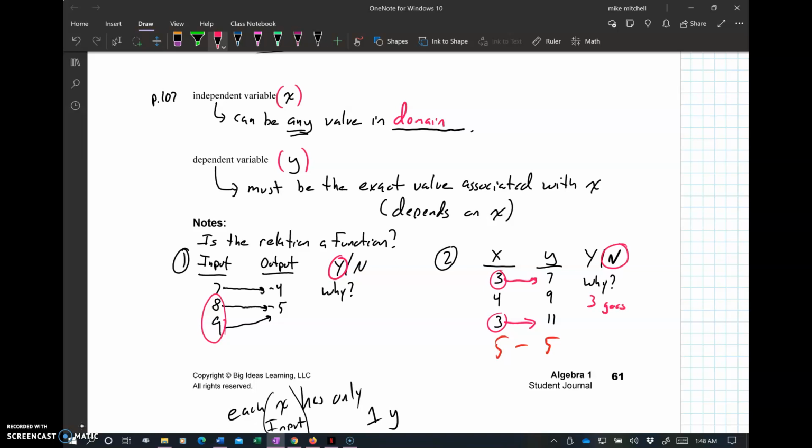So that would be 3 goes to 2 numbers. Over here, each input only has one output. I didn't write that very well, sorry. But again, each input only has one output. Here, my input 3 has two outputs. 3's going to 7, 3's going to 11. This is not a function. So the no means not a function. The yes means it is a function.